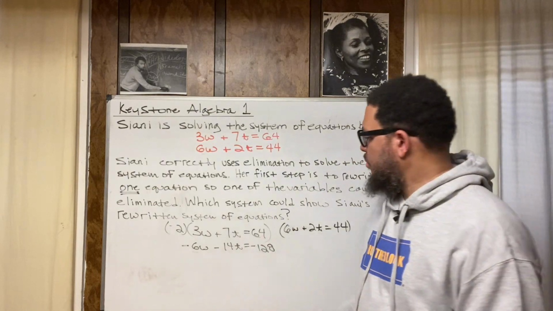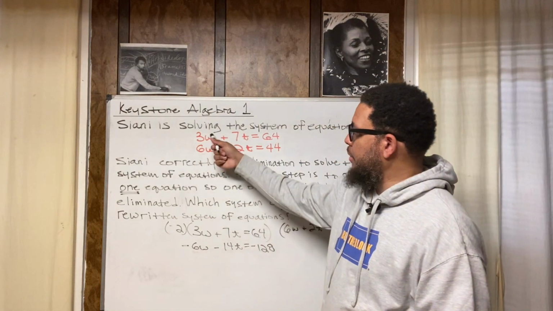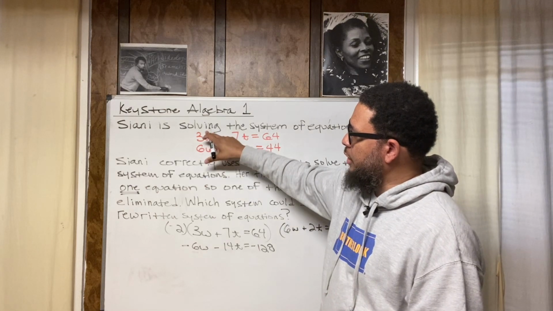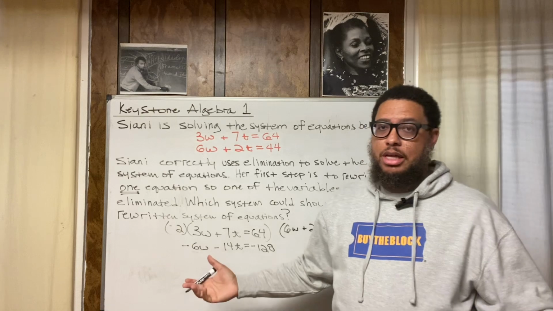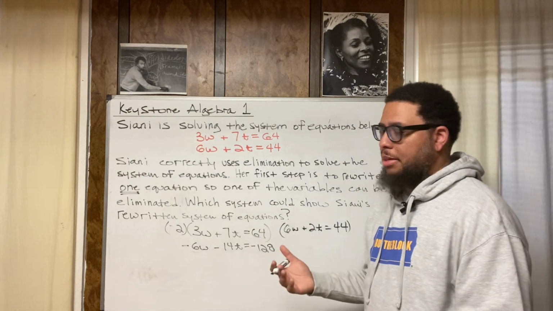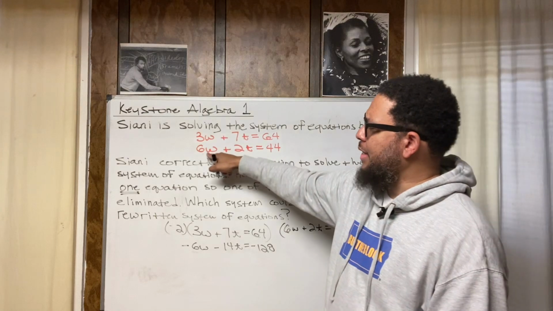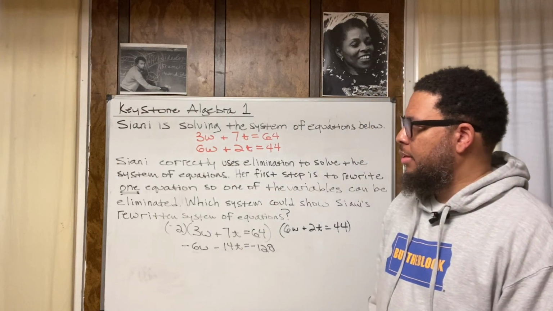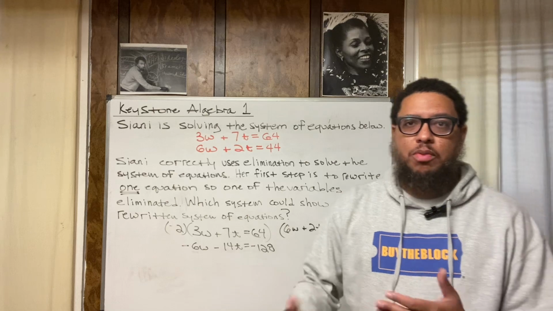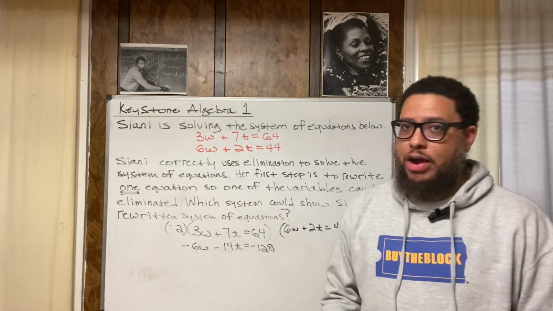So now I want to eliminate the W's. So what if this was a negative 3W? Then you'd have 3W plus negative 3W. They would cancel out or eliminate, right? Cancel out, eliminate. They mean the same thing. What do I multiply by 6 to make it a negative 3? Negative 1/2. That's why we got to be sharp with fractions too. We got to understand fractions.